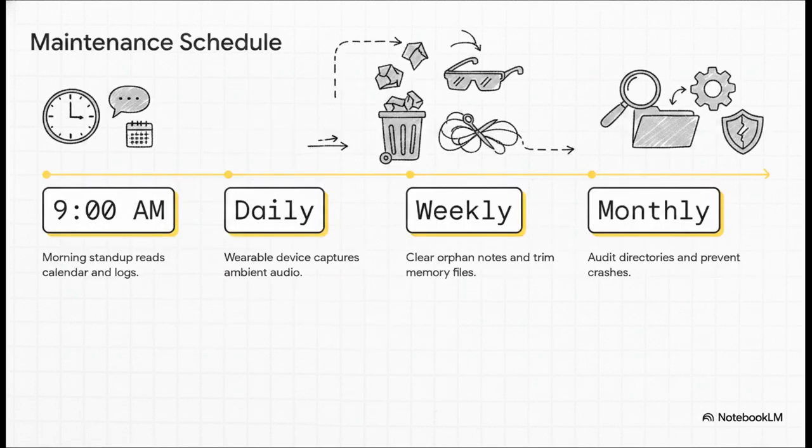Of course, an autonomous system this powerful needs some structure, right? By adhering to this strictly timed maintenance and ambient context schedule, you stay in total control of the automated execution without ever having to do manual document entry. Your morning stand-up script triggers every day at 9 a.m. to read your calendar and yesterday's wearable logs. Then you have weekly and monthly audits to clear out orphan notes and ensure your directories don't hit limits that might crash or throttle your local processor.